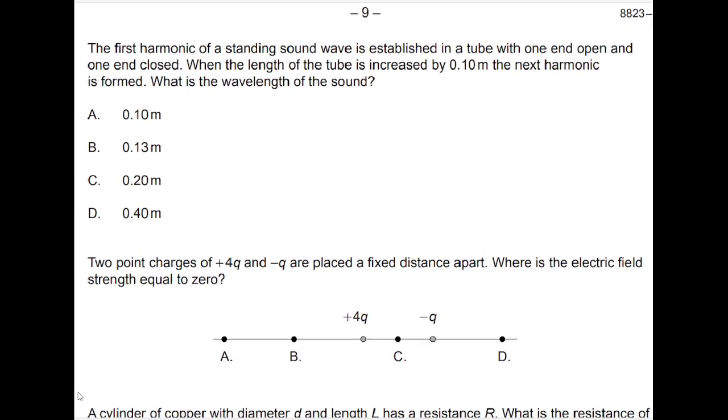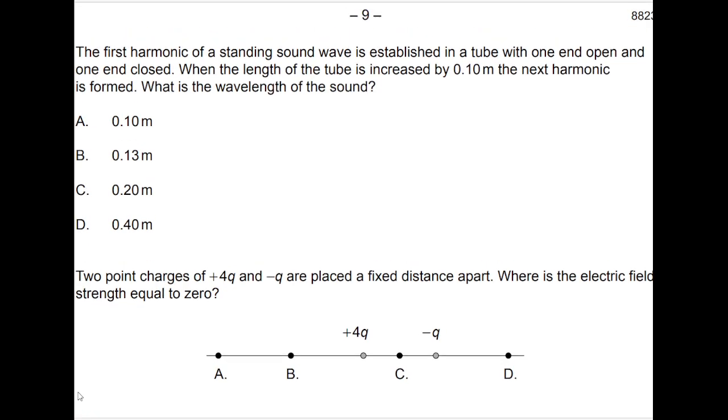Question number 14. First harmonic of a standing sound wave established in a tube which is one end open and one end closed. So if I just take a tube, and they're saying the first harmonic, the first harmonic means this, where we have just one node and one antinode. So this is the antinode on the open end and this is the node on the closed end. And let's say the length of this pipe is L. So I can clearly say that L is equal to lambda by 4, as the distance between a node and antinode is lambda by 4.